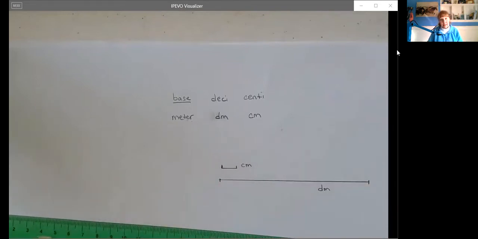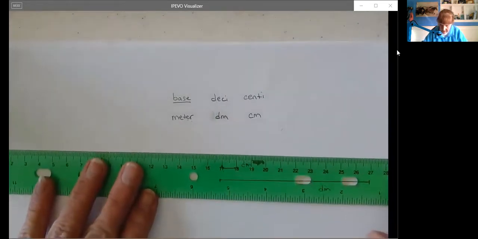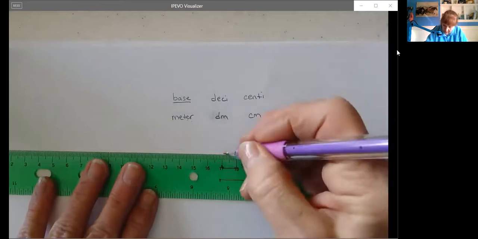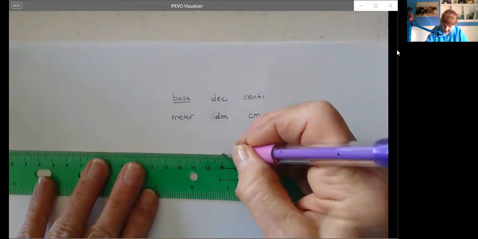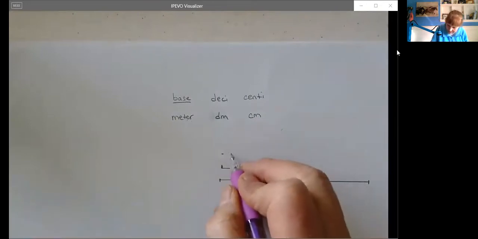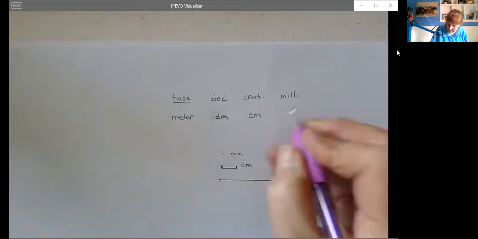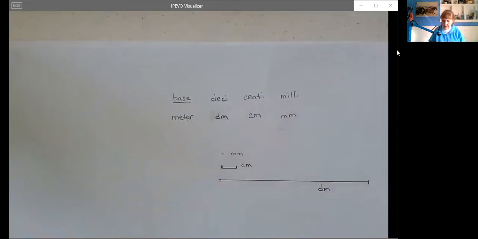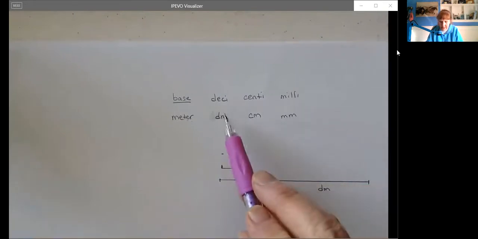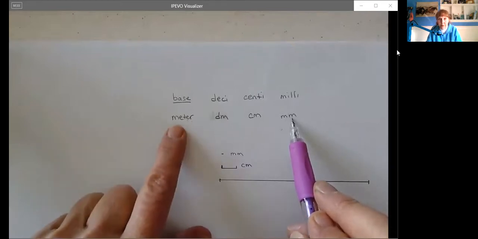And then you can divide a centimeter into 10 equal parts. Here, let's see. Oops, it's really little. There it is. Okay, that is a millimeter. All right, so all of these are based on 10. This is tenths, hundredths, thousandths. It takes 1,000 of these to make a meter.